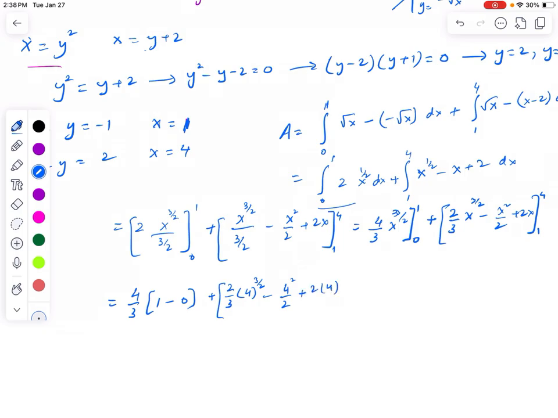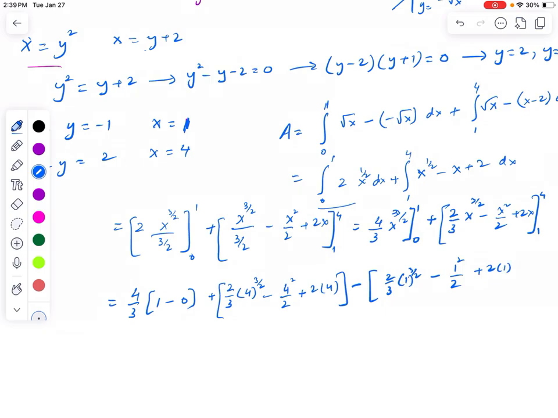But I think the other way is much easier, because we first have to do the square root of 4, which is 2, and 2 cubed is 8. You don't even need the calculator for that. So we get 2 over 3 into 8 minus 16 over 2 plus 8 minus 2 over 3 into 1, which is just 2 over 3.